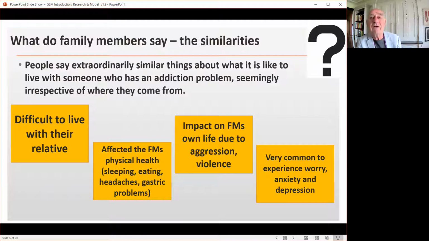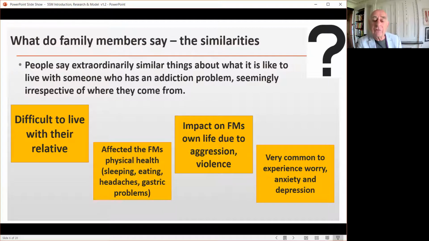And what we found surprised us, because people said extraordinarily similar things about what it's like to live with someone who has an addiction problem. They said almost exactly the same things, irrespective of where they came from. Obviously, there were small differences, but what I'm going to focus on here is the similarities. What they basically said was, it's very difficult to live with someone with an alcohol or drug or gambling problem.